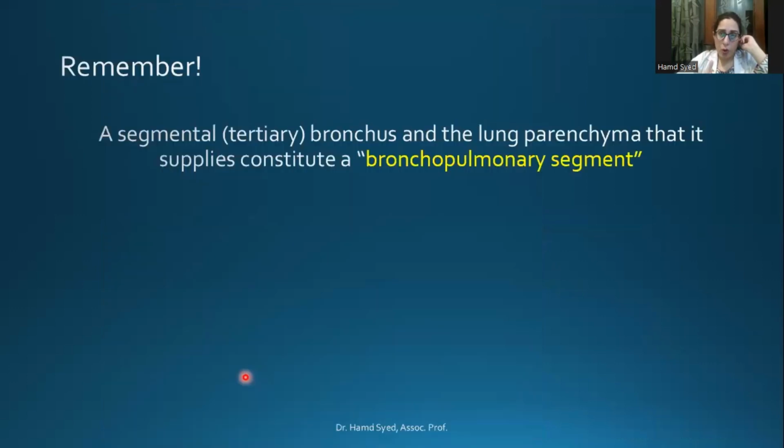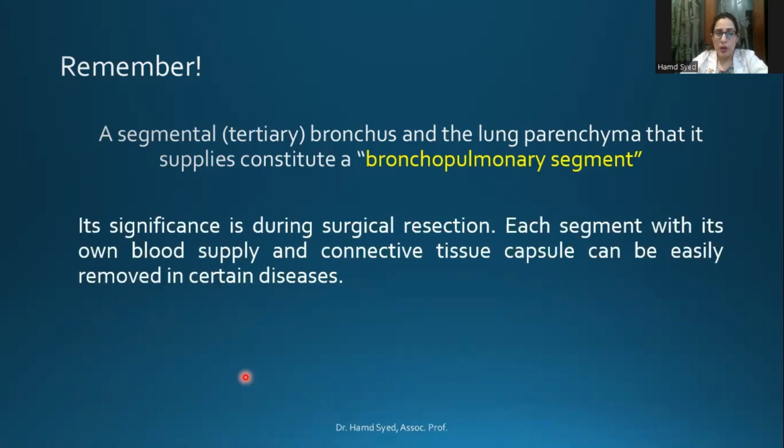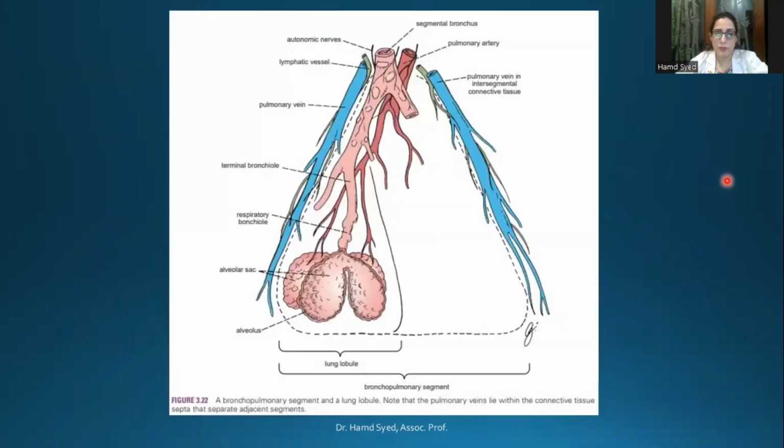So what is a bronchopulmonary segment? I would like to define a bronchopulmonary segment. You see the tertiary bronchus, which is the segmental bronchus, plus the lung parenchyma that it is supplying, they collectively form the bronchopulmonary segment. The significance is during surgical resection because each segment with its own blood supply and connective tissue capsule can be easily removed in certain diseases.